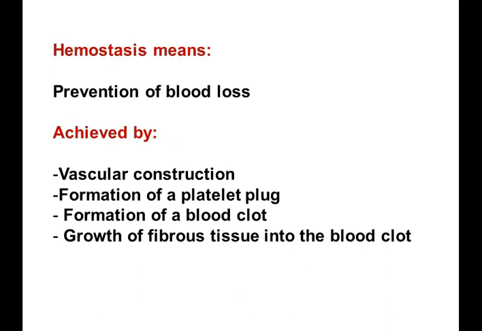Slide 2. Let's see what hemostasis means. It means prevention of blood loss. Every time a vessel is ruptured, hemostasis is achieved by several mechanisms. A. Vascular constriction. B. Formation of a platelet plug. C. Formation of a blood clot as a result of blood coagulation. And D. Growth of fibrous tissue into the blood clot to close the hole in the vessel permanently.